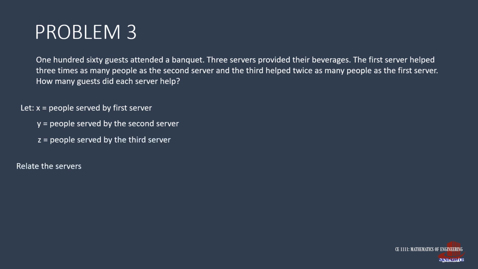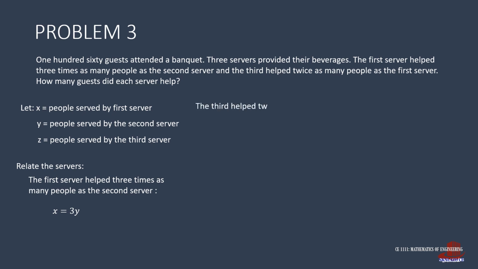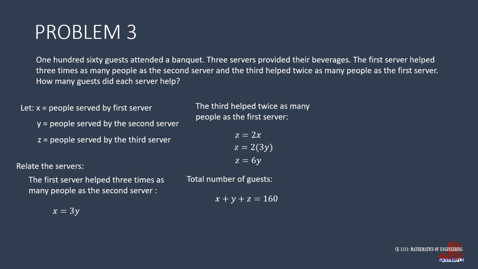Identify the relationship of variables. First, X is equated to 3Y. The second relationship is that the third, Z, is equated as 2X. We have also identified X as 3Y, so we get Z as 6Y. The other equation from the premise is the total number of guests served. Denote this as X plus Y plus Z as 160.